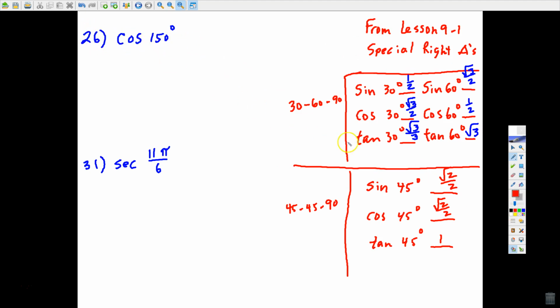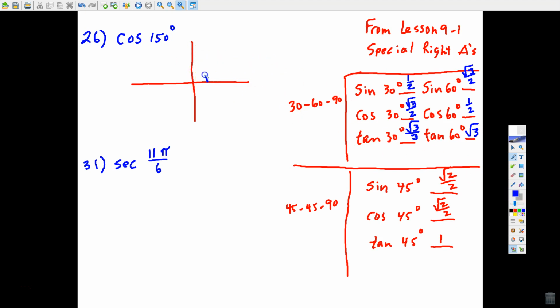Cosine 150 degrees. Well, obviously, I don't have a ready-made cosine 150 degrees. I could just go to a special right triangle and just write down. So let's think of a reference angle that would help us. It would take us to one of these that we already know, one of these familiar trig functions from the special right triangles. So this is where reference angles really come in handy.